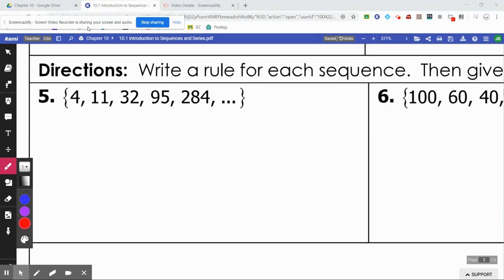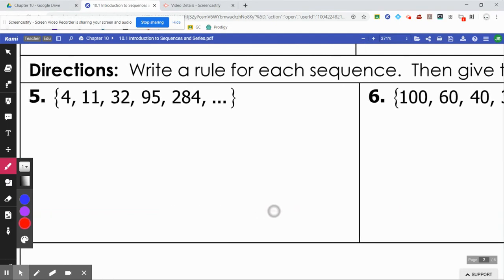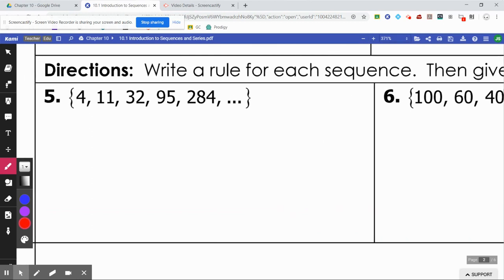Okay, number 5. Starting with number 5, we have some new directions. It says write a rule for each sequence, then give the next 3 terms. So let's see if we can figure out the recursive formula for this sequence. Let's start out with something simple. 4 to 11. Could we add 7 each time?